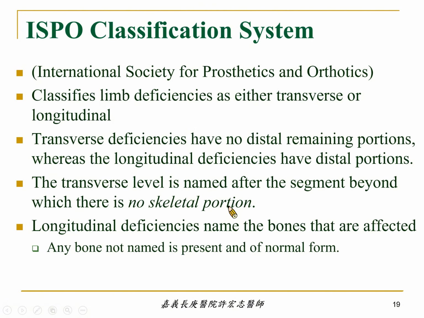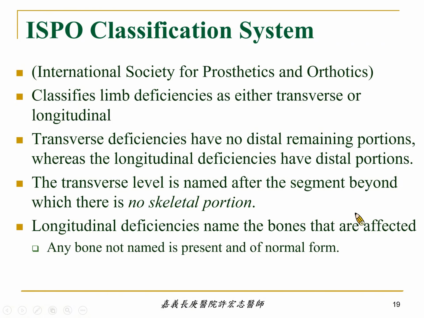If the transverse area is below the elbow, we call that below elbow. But if the lesion is above the elbow, we call that above elbow, AE and BE. So this definition is by the level beyond which there is no skeletal portion. The longitudinal deficiency names the bones that are affected.